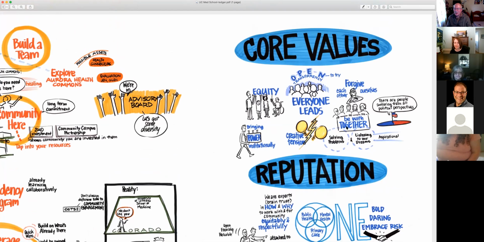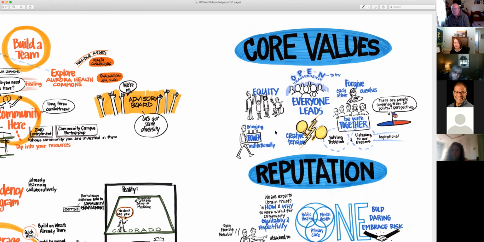And then lastly here, what should we be known for in terms of core values? And certainly this notion of promoting equity, being open and transparent. We're open to try things, and we should firmly believe that everyone has the capacity to lead, and we should make room for everyone to lead. This notion that we're going to make mistakes and others are going to make mistakes, and we should be forgiving of each other and ourselves.